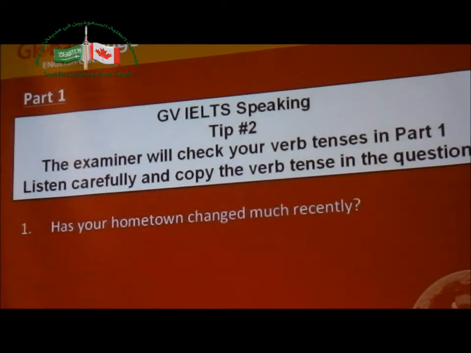What do you enjoy about your studies? What school are you studying at? Okay, it's continuous, right? I'm taking courses at Ryerson.